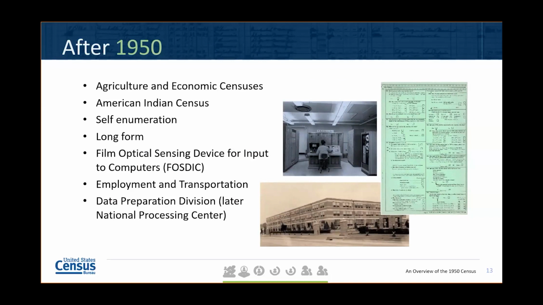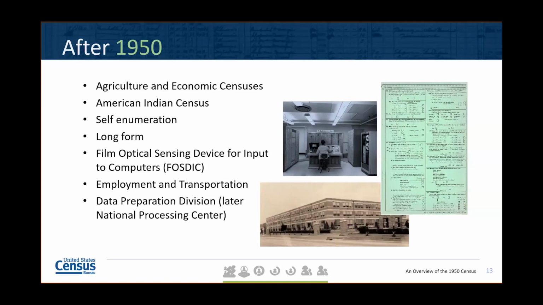After 1950, which was the springboard to the modern census, we started moving the economic and agricultural censuses away from the decennial census, and they would be collected twice a decade. We did not conduct any more censuses of Indian reservations for the Bureau of Indian Affairs, and our experimentation in self-enumeration continued in 1960, where we mailed out forms and people filled them out and held them for the enumerator to pick them up, and the enumerator would drop off a long form for 25% of the households that they could then mail back. And this led to, in 1970, when we went fully to self-enumeration.